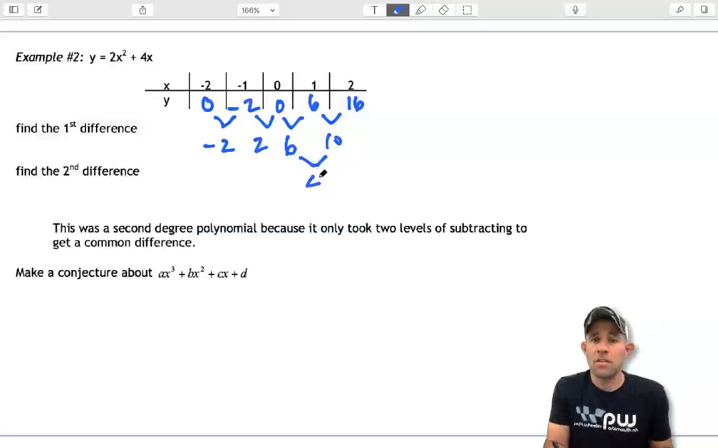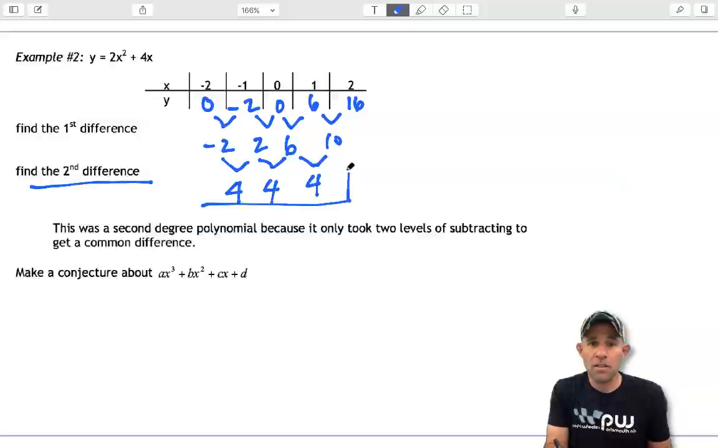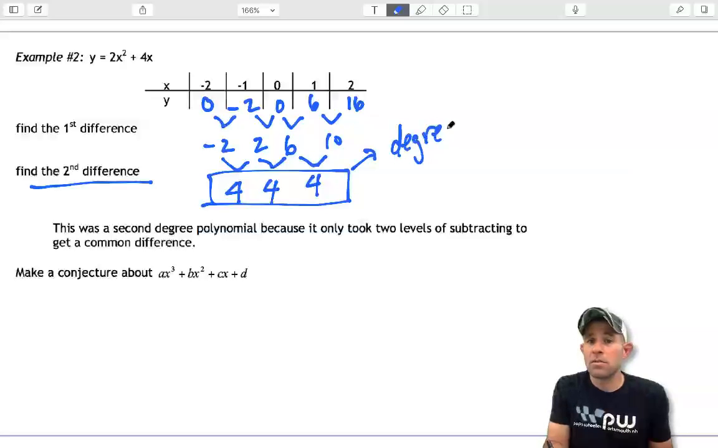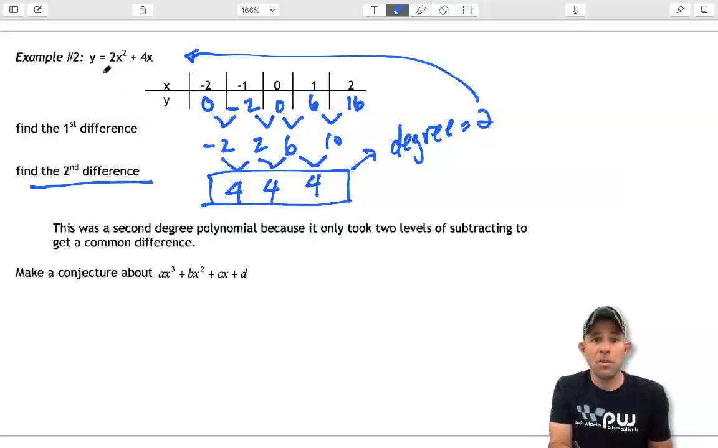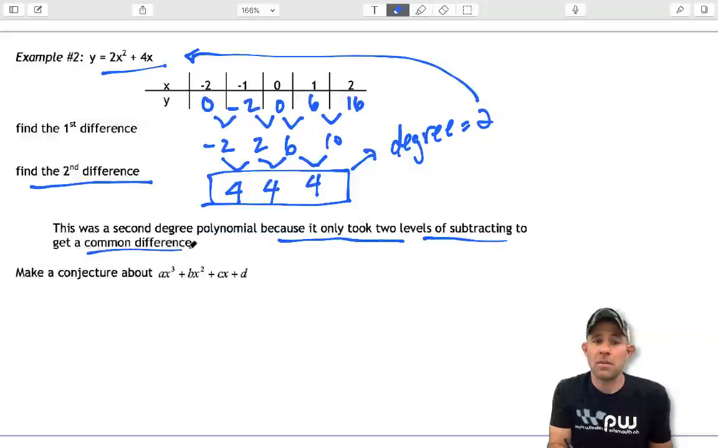10 minus 6 is 4. 6 minus 2 is 4. And 2 minus a -2 is also 4. So we see actually that the second differences are all constant values, again implying that this is going to have a degree of 2. And we know that this is true because these y values all come from a polynomial that had a degree 2. So this second degree polynomial is because it took 2 levels of subtracting to get a common difference.